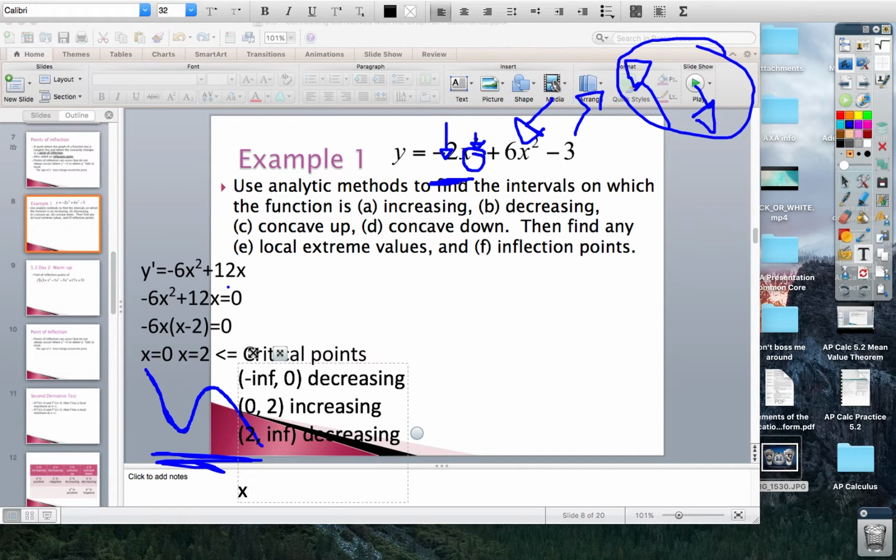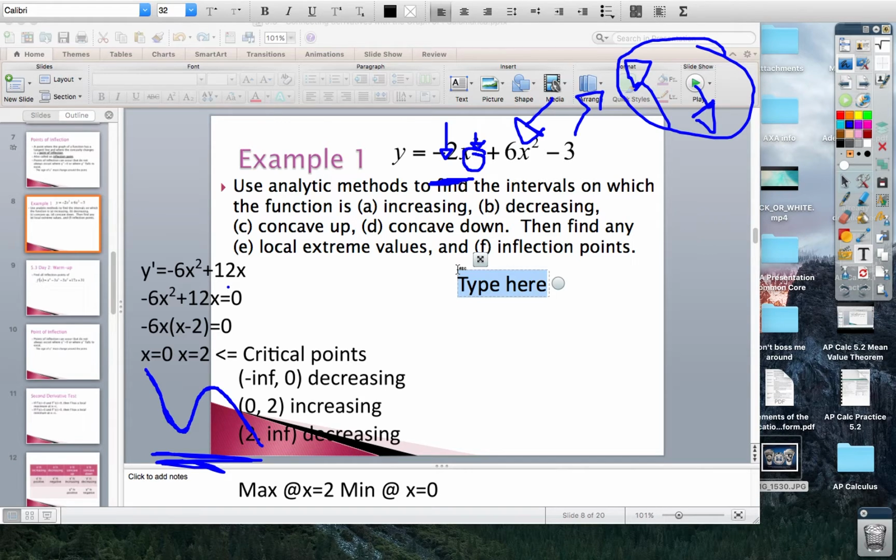Now, looking at our graph, we know that the max is at x equals 2, and the minimum is at x equals 0. So that's where our critical points are going to be. This is our increasing, decreasing values, and this is going to tell us our max and min based off of our increasing, decreasing values. So we've so far answered parts A and B, and we've done part E, but we haven't done C, D, and F. So let's go ahead and do that.